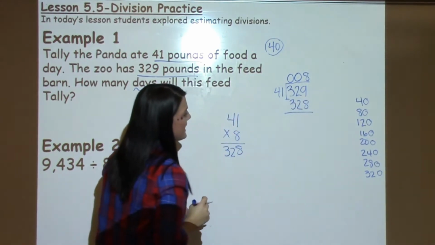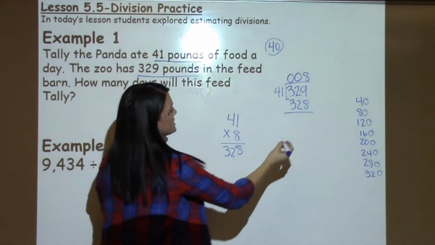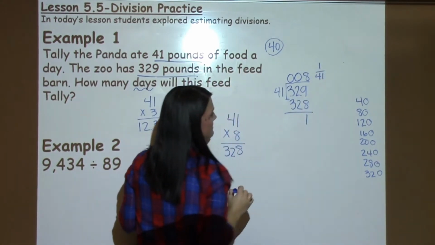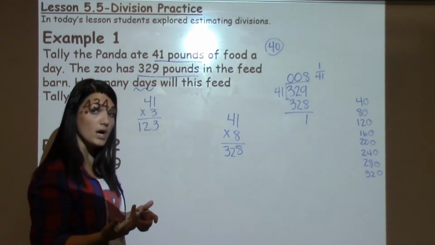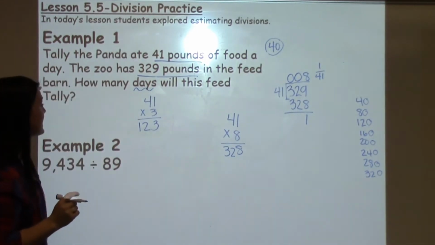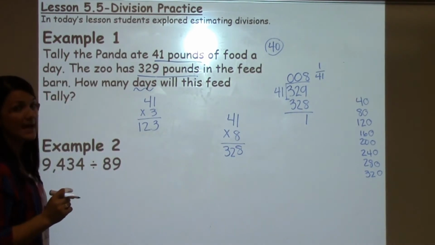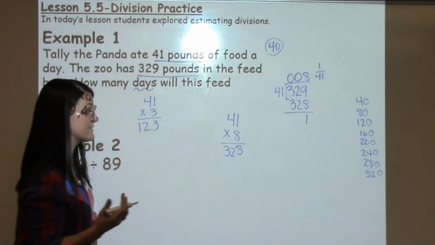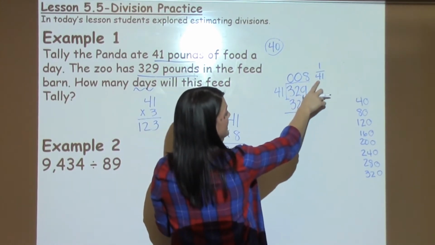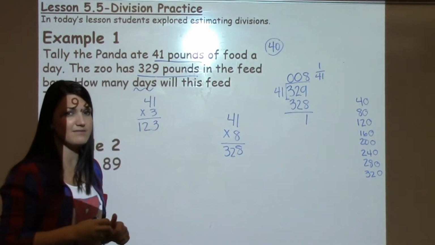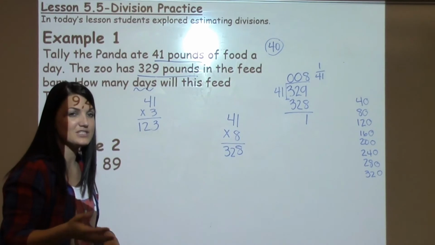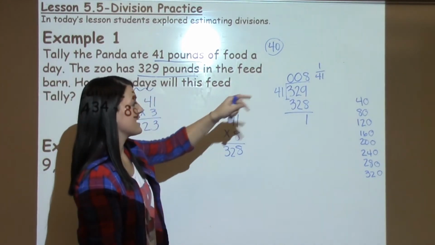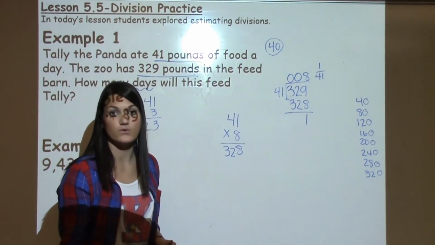So 329 minus 328 just leaves me with 1, which means that I would write my remainder as a fraction, or I need to go back to my question and think, how many days will this feed Tally the panda? Well, I need to think about how I need to use my remainder. If these are an amount of days, does 1/41st of a day really matter for my answer? Probably not. I'm probably going to just leave that off and give my answer as it's going to last her for 8 full days.